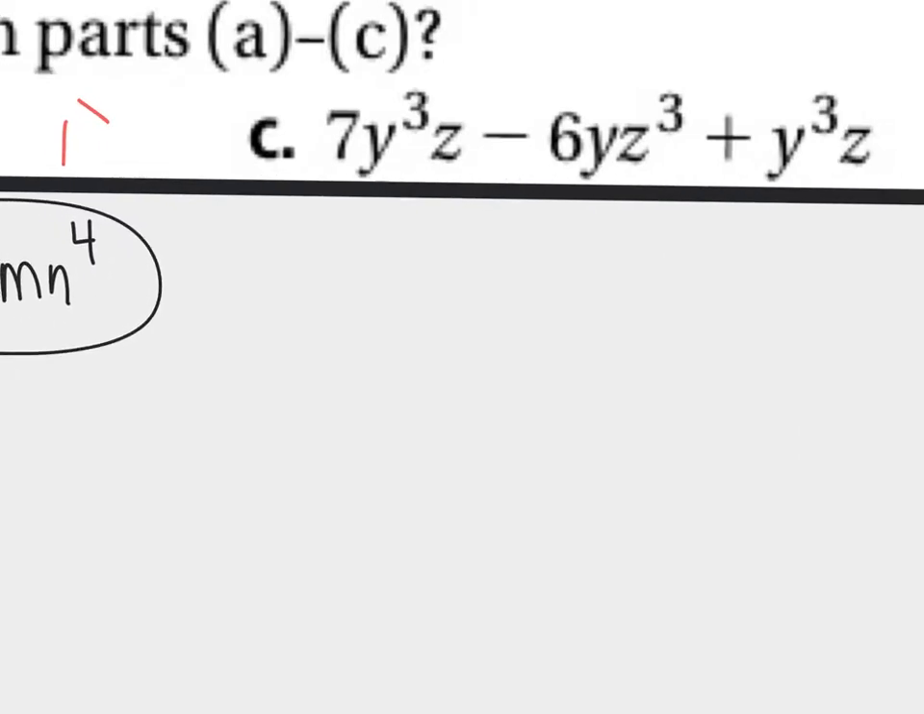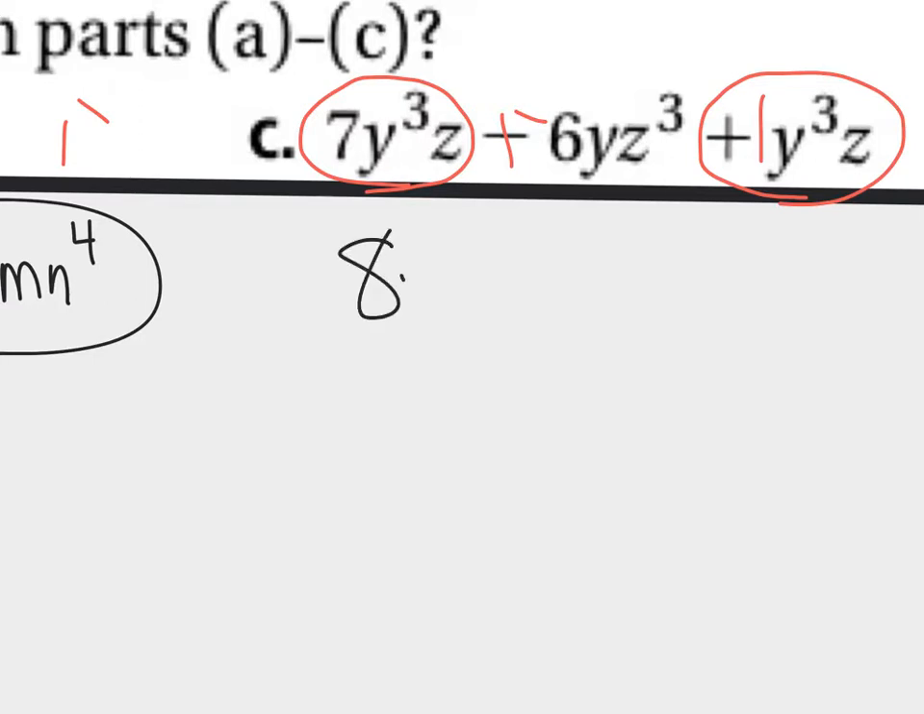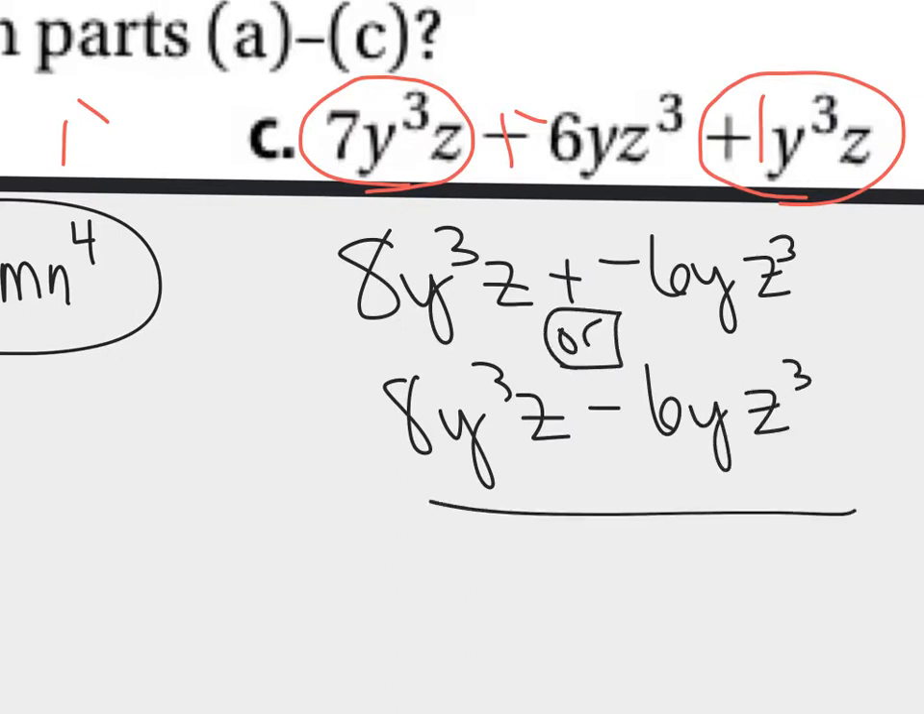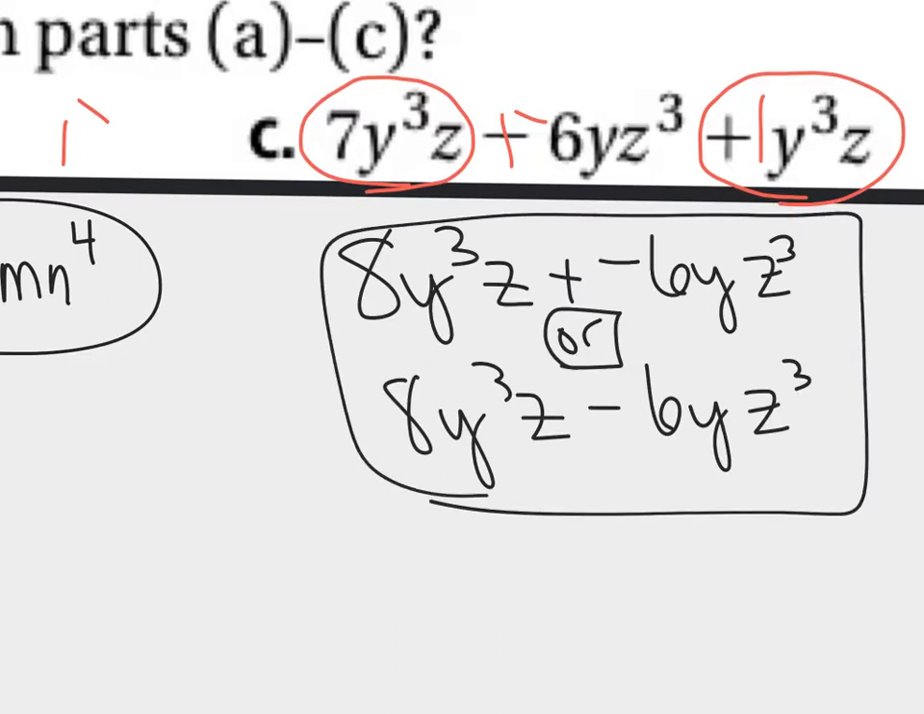Part C. So if you want to add the opposite here, you can. Be careful with this. These are not actually all like terms. We have a y cubed z. This last one also is y cubed z. We can put a 1 in front of that. 7 plus 1 is 8. So 8y cubed z plus negative 6yz cubed. Or if you didn't add the opposite, that's fine. We didn't have a like term with it anyway, so whichever way you want to write that. But again, they're not all like terms, so don't combine those all together.